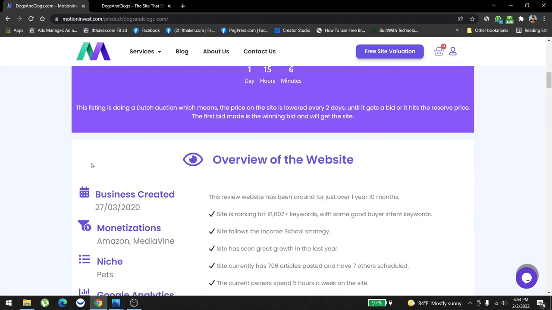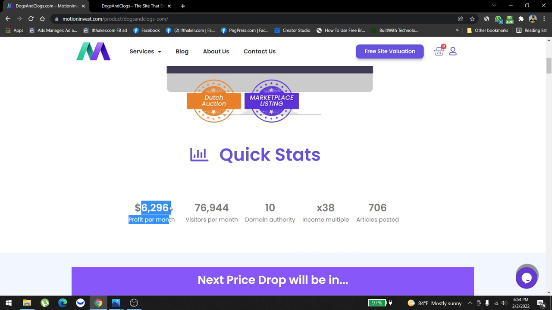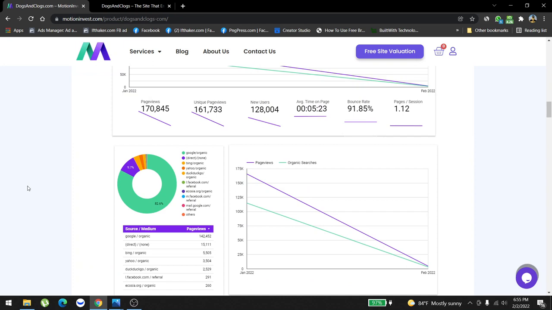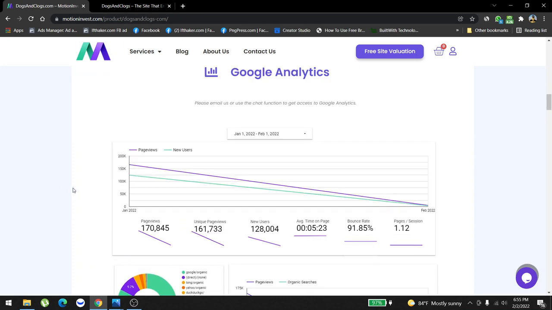So let's see the overview of the website. It's currently making $6,000 profit per month. Visitors is 76,000 visitors a month. Domain authority is 10. So it's actually working in a very specific and very amazing niche. We're going to go through their data first, and then we're going to go to the website itself.